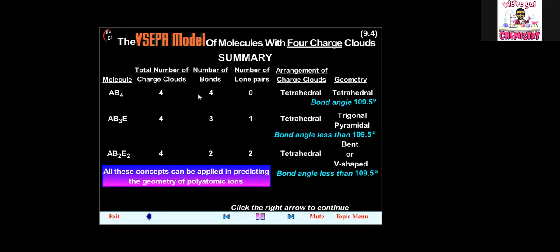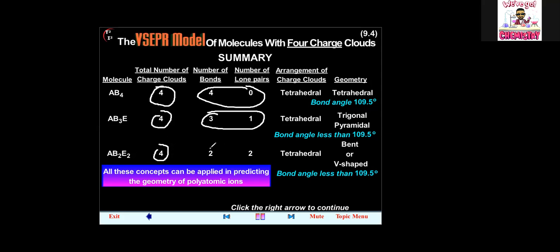All right, in summary, remember that the number of charge clouds equals the sum of the number of bonds and the number of lone pairs of electrons. We have 4 charge clouds. Here you have 3 bonds with 1 lone pair of electrons, making 4. Here you have 4 charge clouds. So you have 2 bonds and 2 lone pairs of electrons.